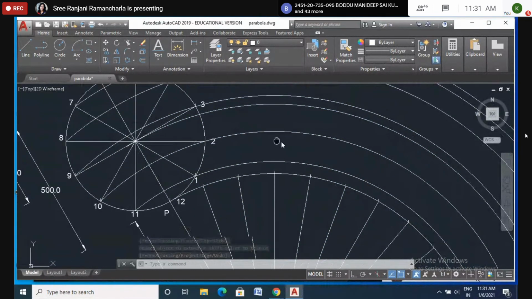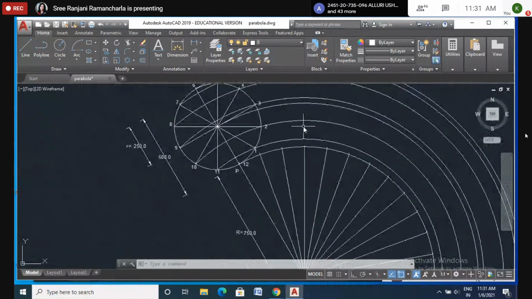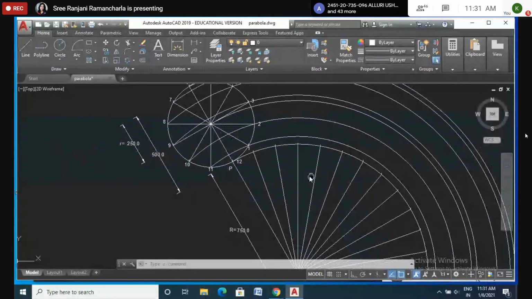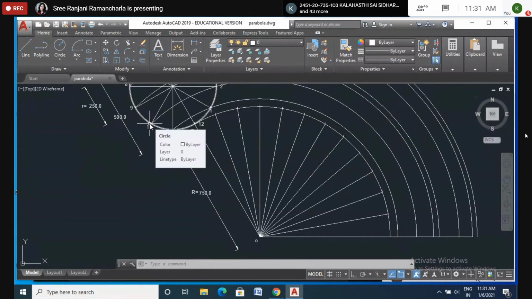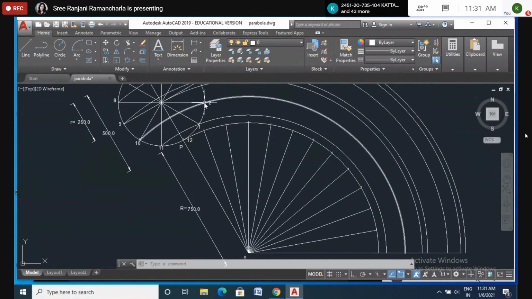See how it is. In AutoCAD, I have made it in this way, but you have to do this: while you are measuring from 0 as a center, 11 as a radius, you have to draw from 11 and it should pass through 1. Then extend this one till here. And similarly, 0 as center, 0 to 10 as a radius, draw the curve so that it should pass through point 2, and extend here like this.